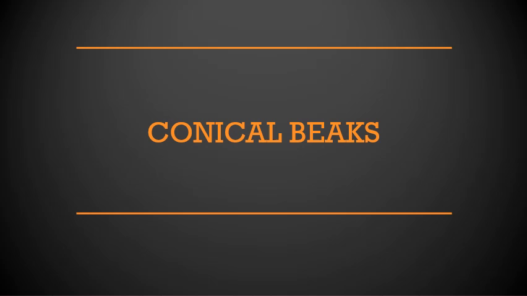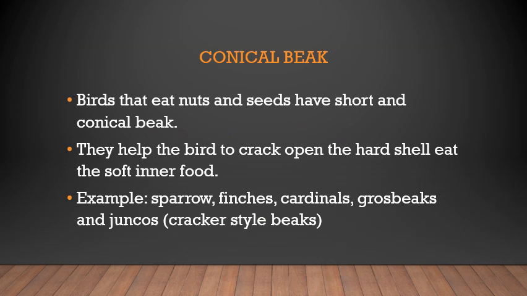Next is the conical beak. Birds that eat nuts and seeds have short and conical beaks. Now these birds have short beaks. Okay, how you saw the hooked beak, it is a little longer than these beaks. So they help the bird to crack open the hard shell, to eat the soft inner food.